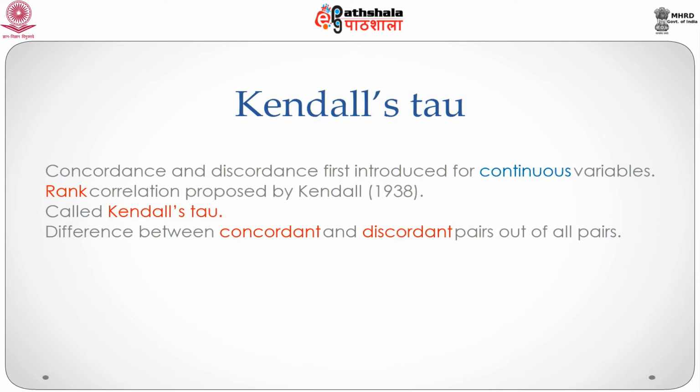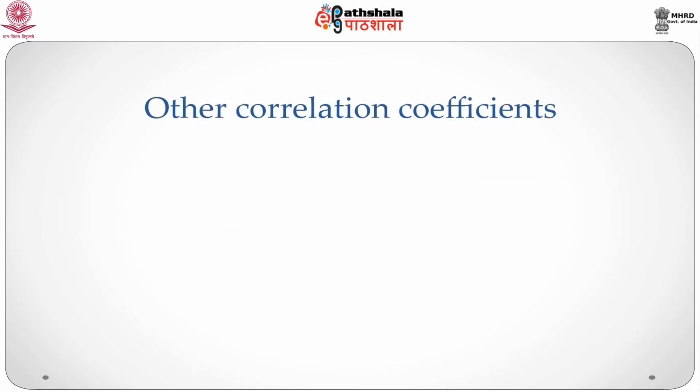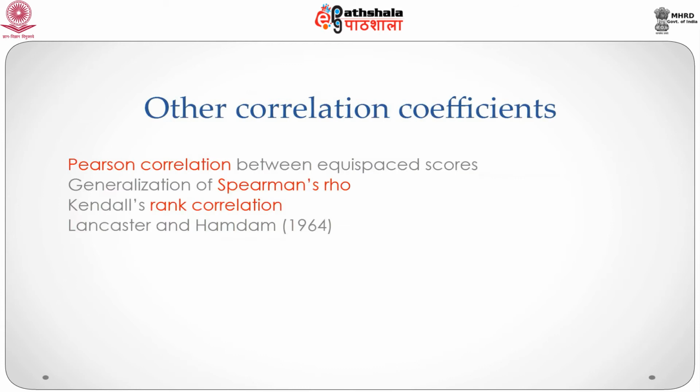The coefficient of rank correlation was originally proposed by Kendall and is called Kendall's tau. It is the difference between the proportion of concordant and discordant pairs out of all pairs of observations. Similarly, we may choose to use other correlation coefficients to define yet other sets of ordinal measures based on C minus D as a numerator.